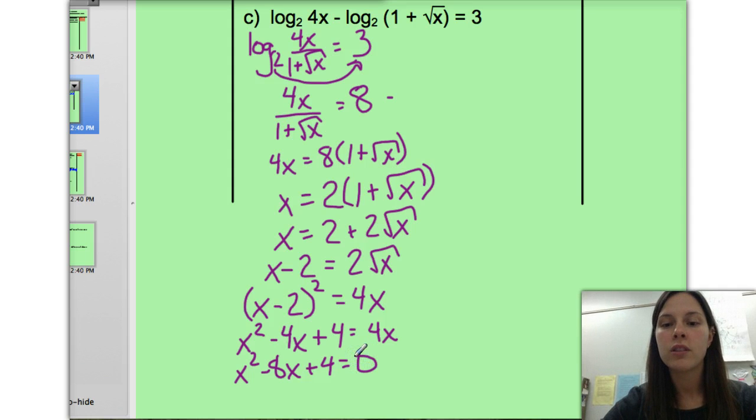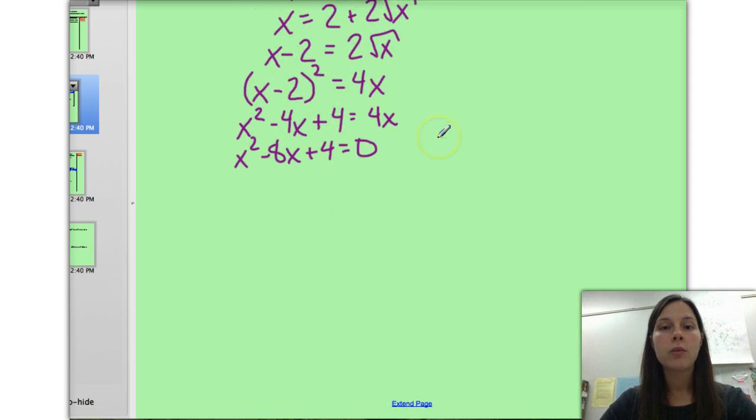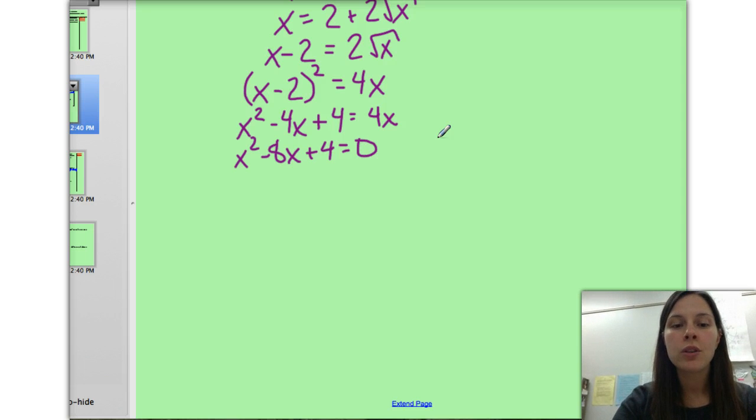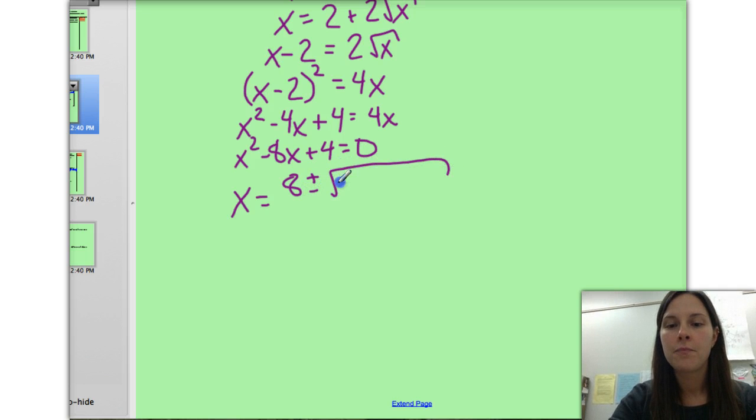And we will try to solve by factoring. So now what we're looking for is what multiplies to 4 and adds to -8. Hopefully you thought about that and came up with nothing, because this one doesn't factor. So we're going to have to use the quadratic formula. So we get x equals the opposite of b plus or minus the square root of b squared minus 4 times a times c, all over 2a.